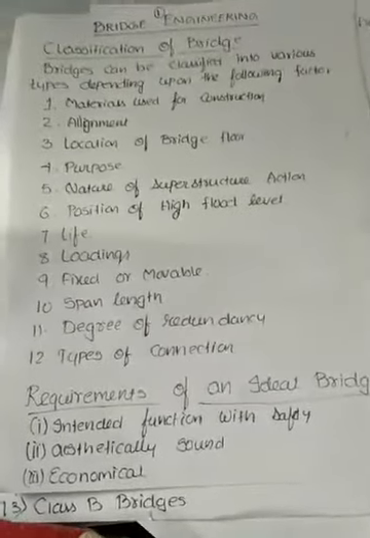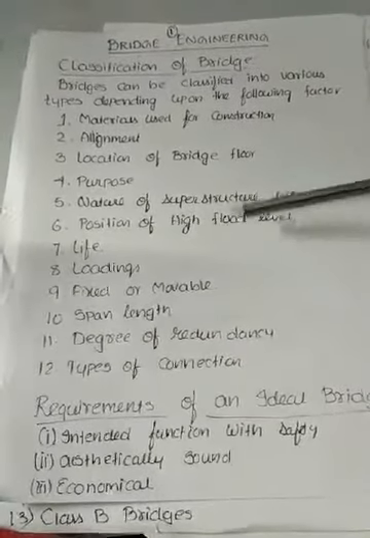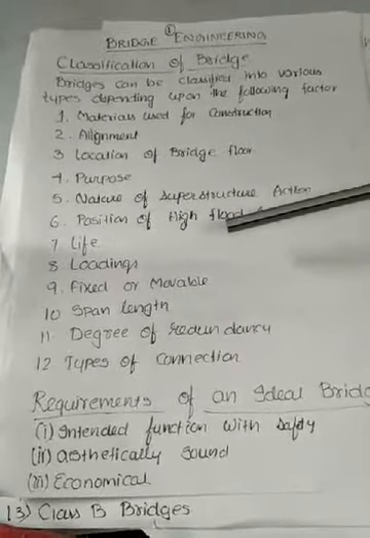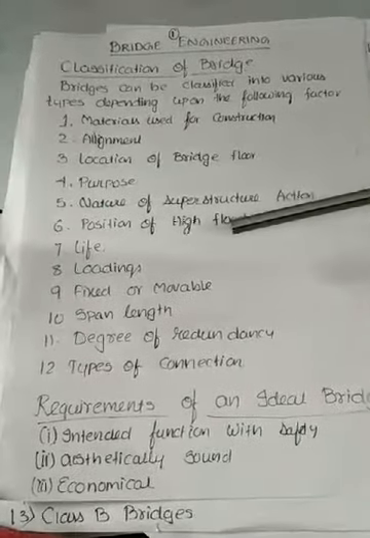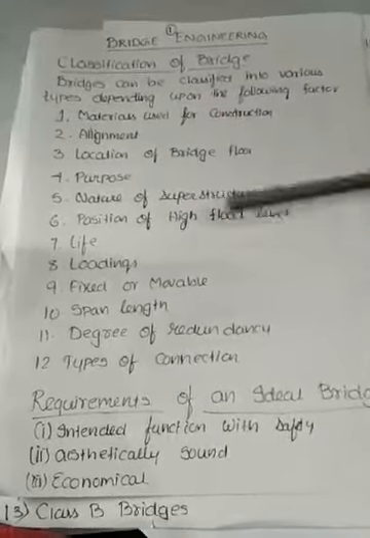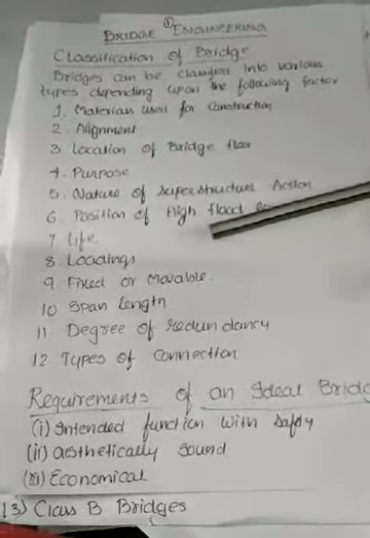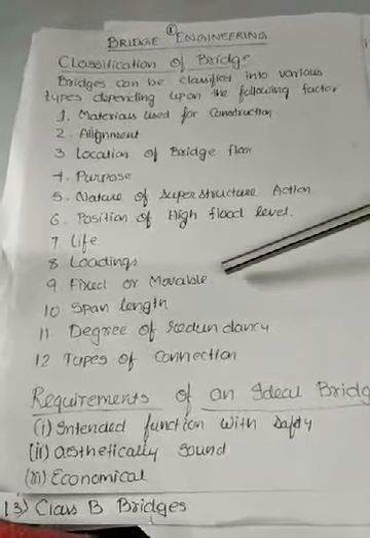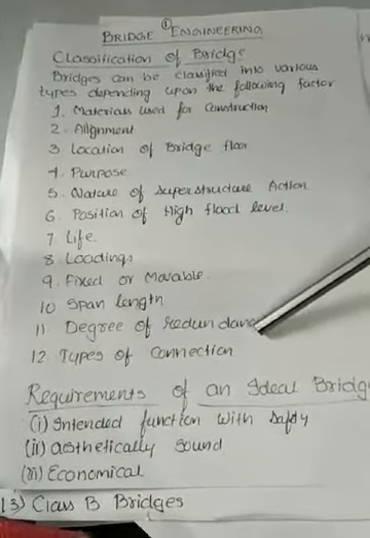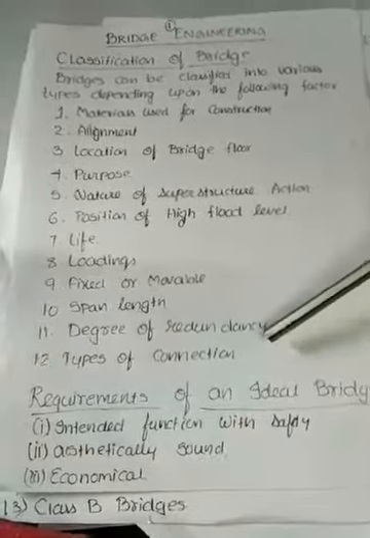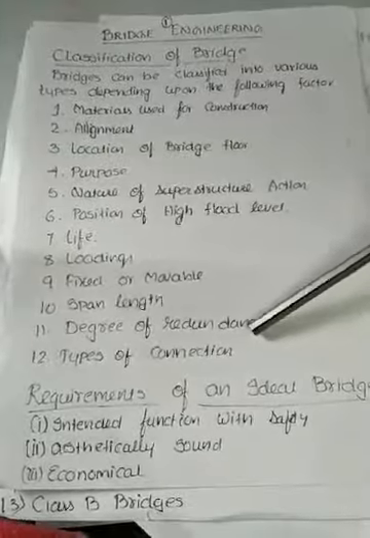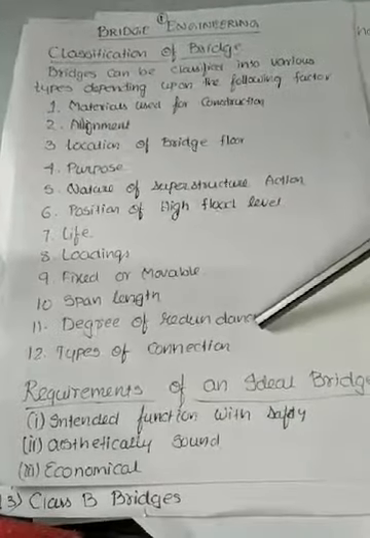Next, span length. Under this category, the bridge can be classified as culvert, span less than 8 meters; minor bridges, span between 8 to 30 meters; major bridges, span above 30 meters; and long span bridges, span above 120 meters. Next, types of connection. Under this category, the steel bridges can be classified as pinned, riveted or welded bridges.